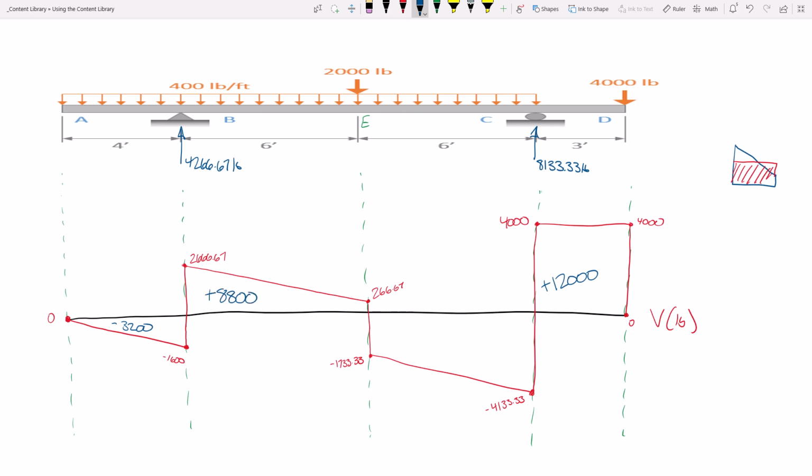All right. What about this last area? So this is 4133. And negative, right? Yep.